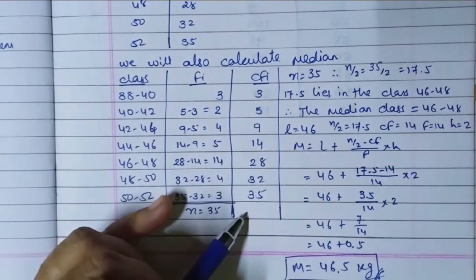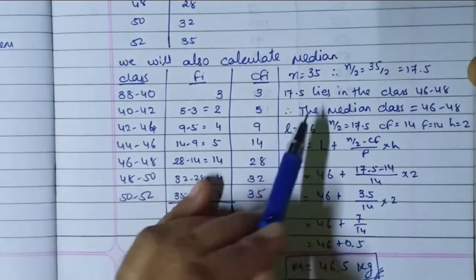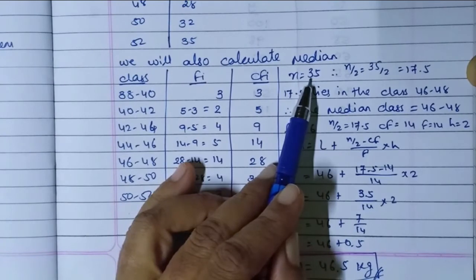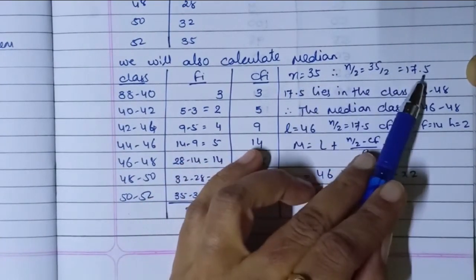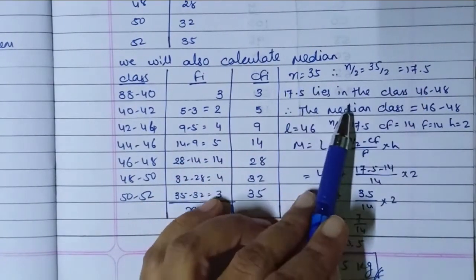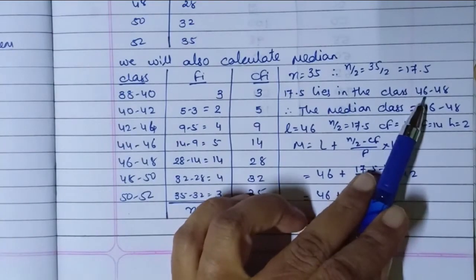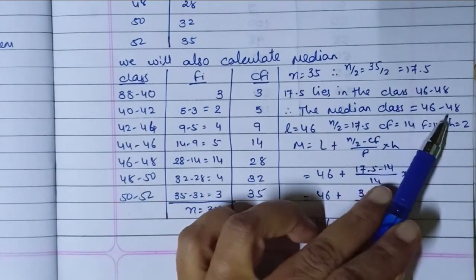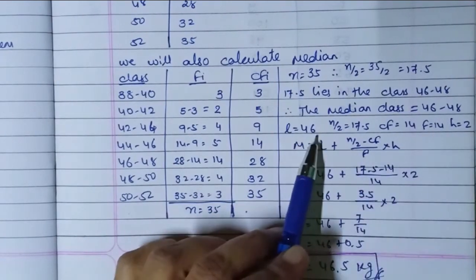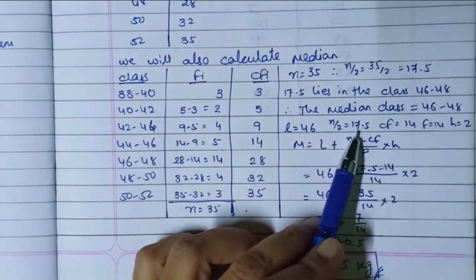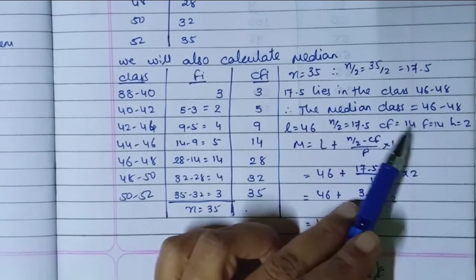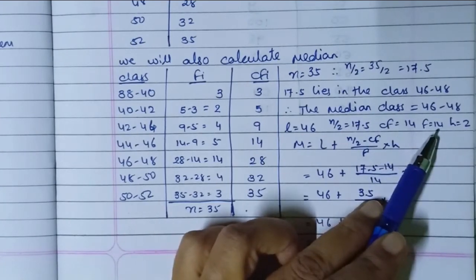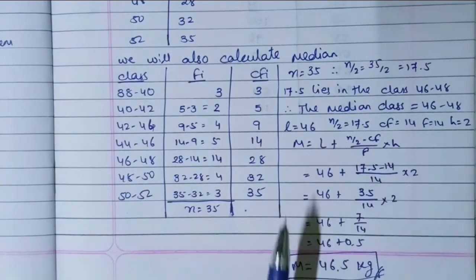Now CF is given in the question. First of all we have to find N by 2: N is equal to 35, so N by 2 is 17.5. 17.5 lies in the class 46 to 48. So our median class is 46 to 48. So L is equal to 46, N by 2 is equal to 17.5, CF is equal to 14, f is equal to 14 and h is equal to 2.